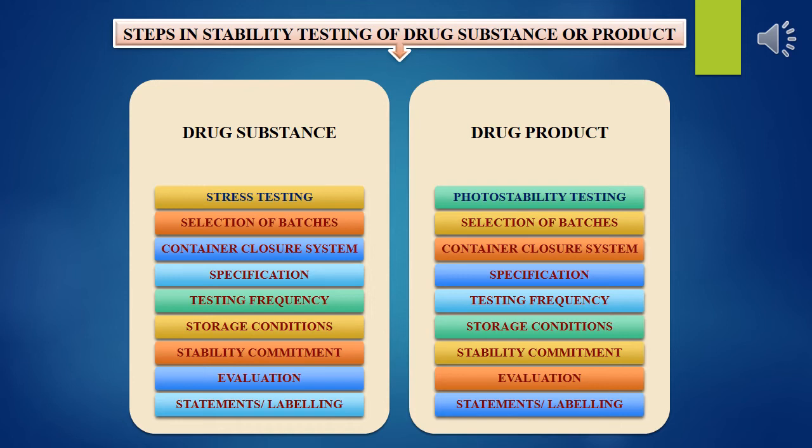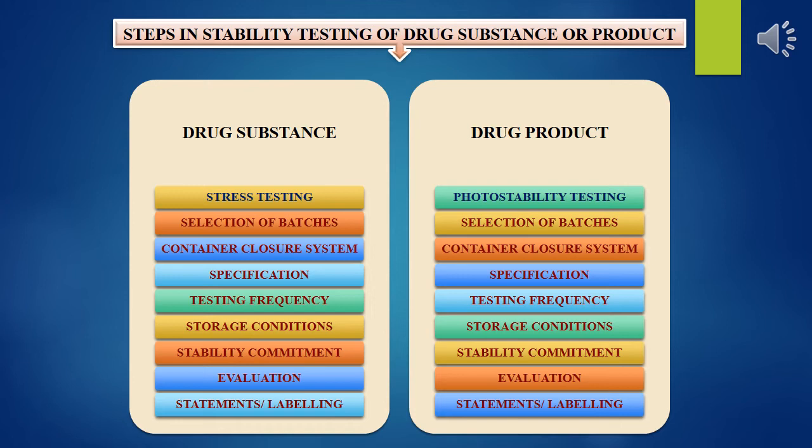Stress testing here means giving stress like light, humidity, temperature, heat, with different acids, pH, changing different parameters. We will be analyzing the drug substance for stress testing, and photo stability testing for the drug product, where all other steps are the same for both drug substance and drug product. Observe there is a selection of batches after stress testing or photo stability testing.